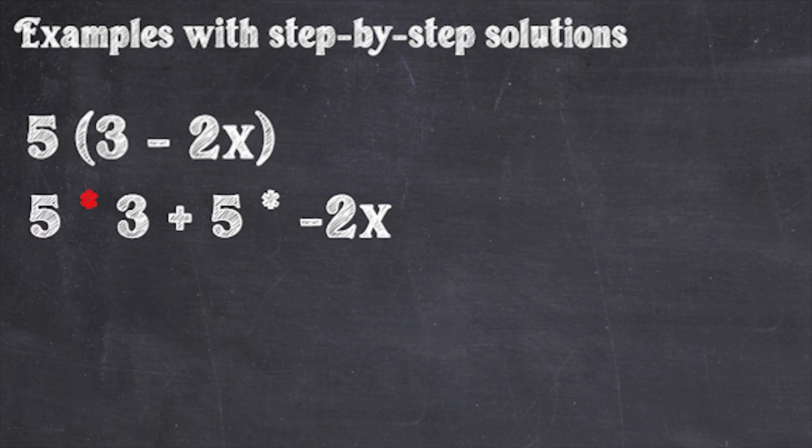5 multiplied with 3 is 15, while 5 multiplied with negative 2 is negative 10. The negative 2 also has a variable, x, along with it, so we need to include that too. Therefore, the simplified algebraic expression after applying the distributive property is 15 minus 10x. Let us try a second example.